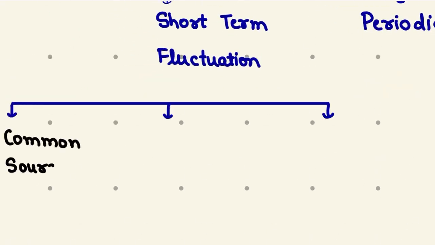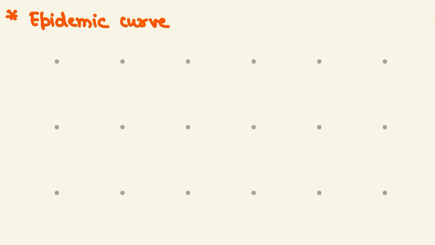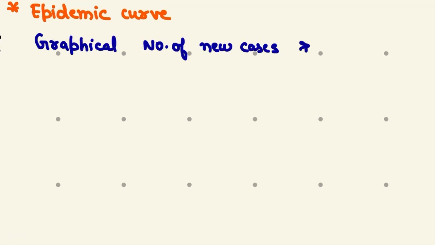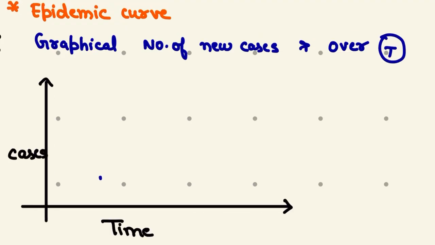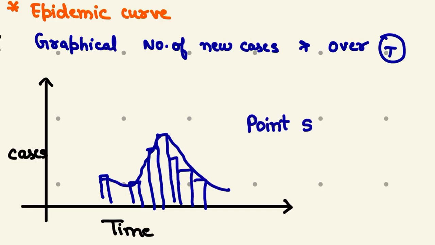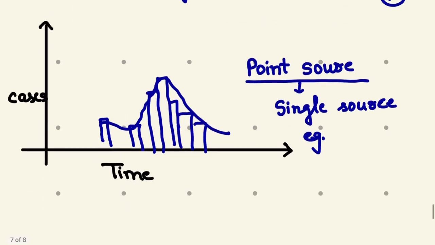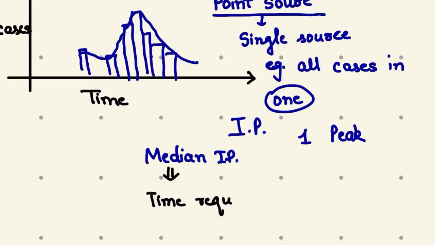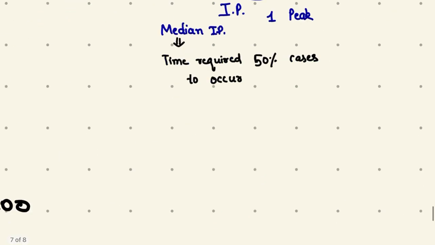Short-term fluctuations include common source, propagated and slow. Common source के further types हैं point and continuous. It can be represented by an epidemic curve. Epidemic curve basically graphical representation होती है of the number of new cases over a period of time. So this is the graph showing time and cases. If we plot the cases, this is showing point source. Single source is there, only a single peak you can see. All the cases come in one incubation period. One peak is there and median incubation is the time required for 50% of cases to occur.